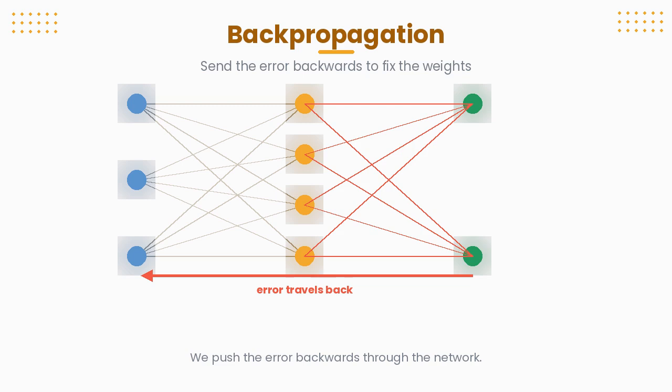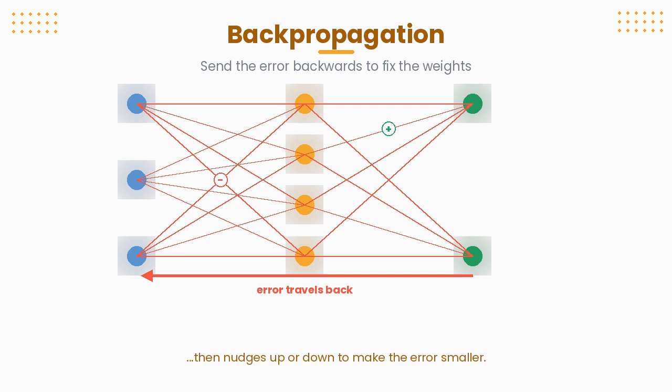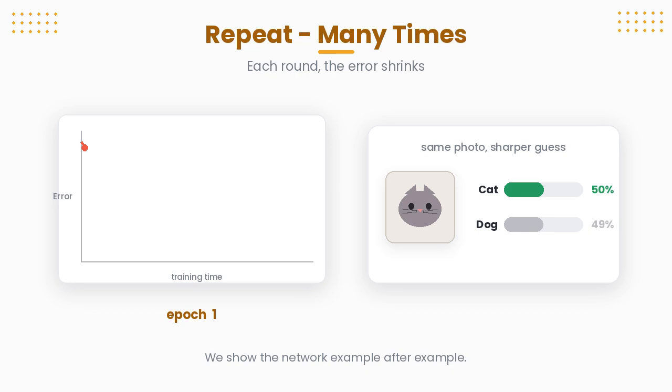Now the clever part, backpropagation. We take that error and send it backwards through the network, from the output back to the input. As it travels, each weight discovers how much it added to the mistake. A weight that pushed toward the wrong answer is nudged down, one that helped is nudged up. Every knob gets a tiny adjustment. This backward flow of the error is how a network truly learns, bit by bit, mistake by mistake.